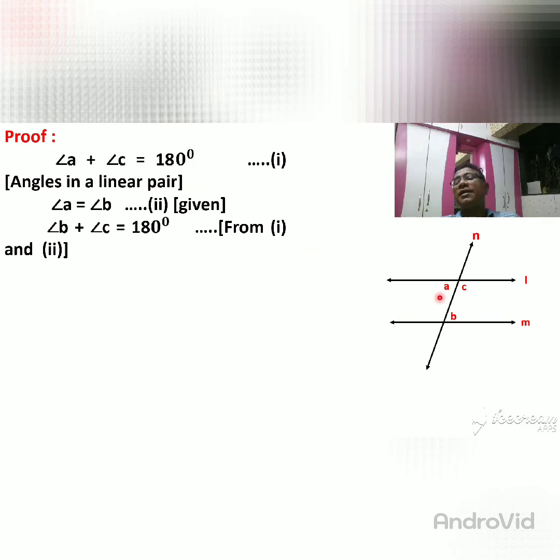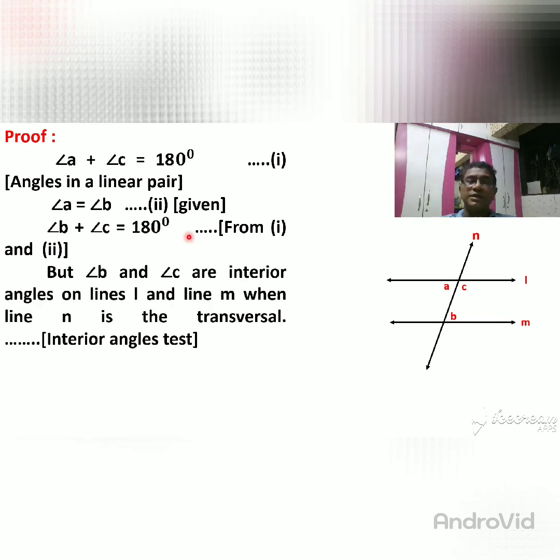Then what is said? It is said that angle A and angle B are congruent angles, equal angles. So here we write angle A is equal to angle B, given. Then A is equal to B, so instead of A, here we write B. So angle B plus angle C is equal to 180 degrees. Do you understand this?